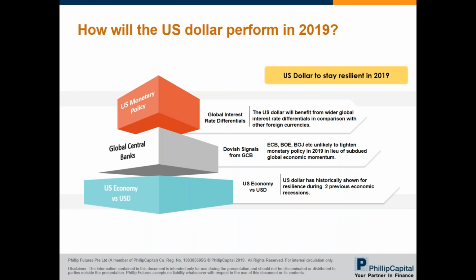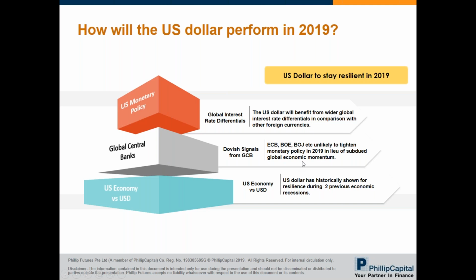So the US dollar is really one of the prime movers, the core variable. In our view, although we are bullish on gold, we continue to forecast resilience for the US dollar in the longer term. Now, why is that so? The first I wish to discuss is the global interest rate differentials. The Fed's short-term interest rate is 2.5. The ECB is at 0, the Bank of Japan is negative, and the Bank of England is 0.5%. So they're likely to tighten, I think, in the first half of 2019 in view of subdued global economic momentum.